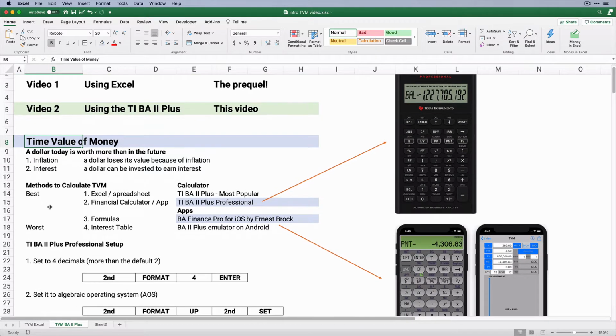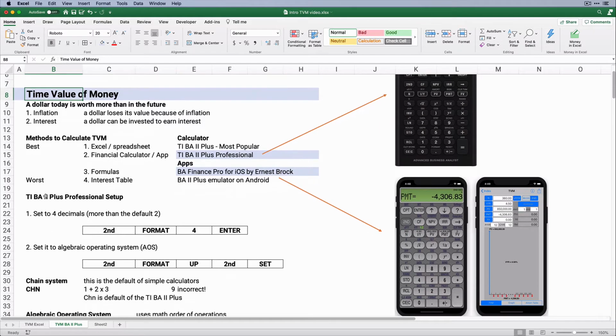Now, there's four different ways essentially to calculate the time value of money. The two best ways are why I did these videos. The first way is Excel or a spreadsheet. And the second best way is a financial calculator or an app.